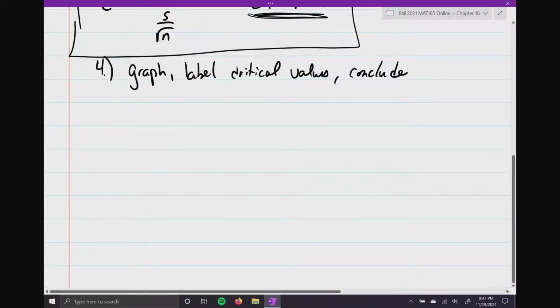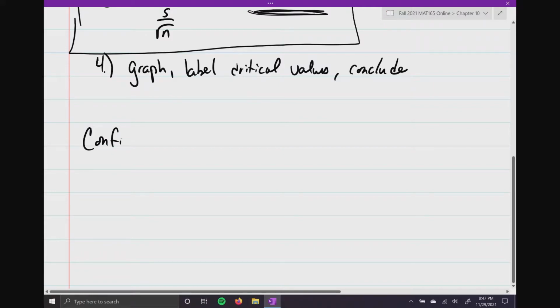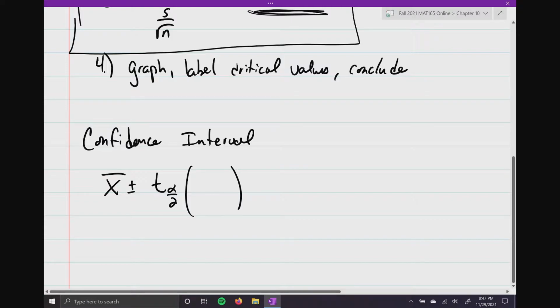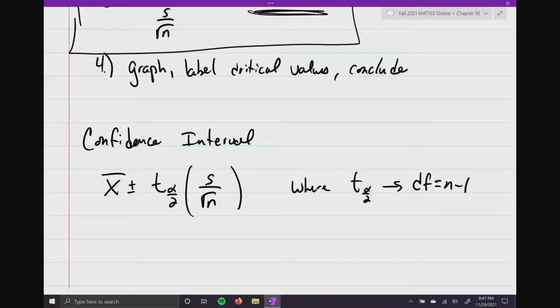Now, if we wanted a confidence interval, the interval is going to look like this. We have X bar plus or minus T alpha over 2 times S over the square root of N, where T alpha over 2 is going to be determined with our degrees of freedom. So you got to remember, anytime you use that T table, we are talking about degrees of freedom.